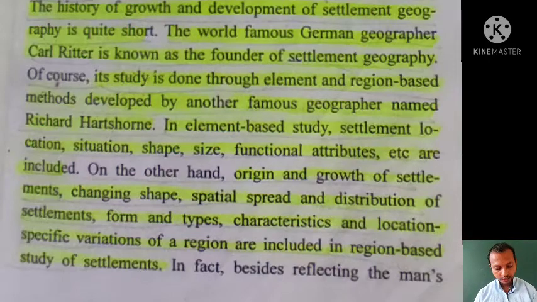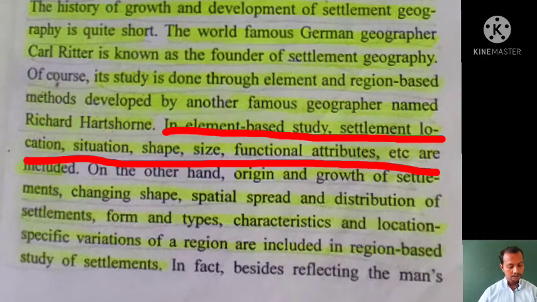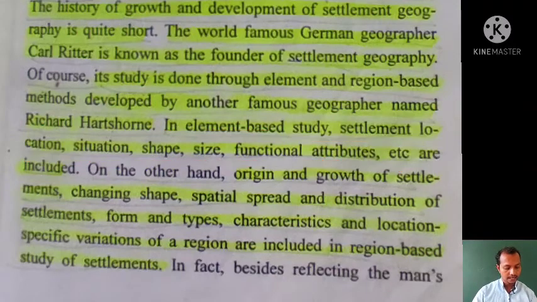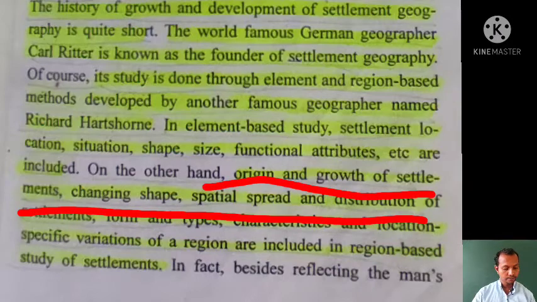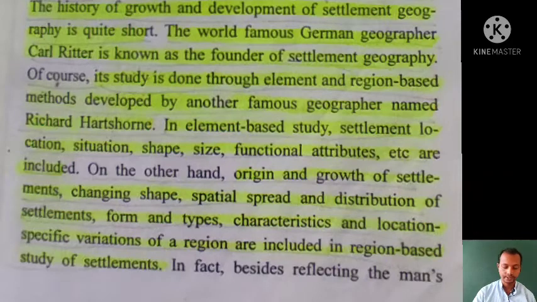Now dear friends, if we speak of elements and region based study, elements include the location, situation, shape and size of a settlement, and the region based study includes the origin and growth of settlement, changing shape, all this.